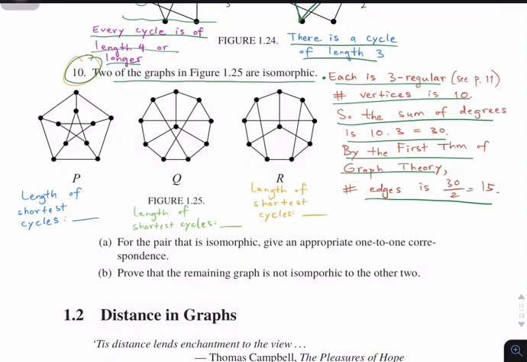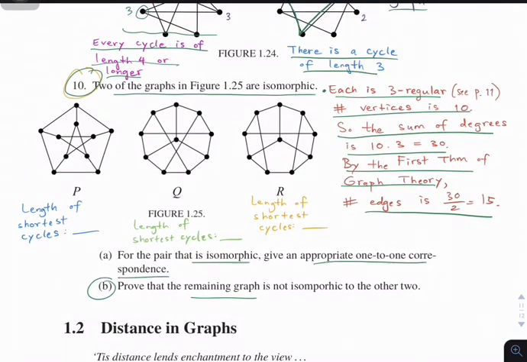For the pair that is isomorphic, you should be able to give an appropriate one-to-one correspondence. So you should label the vertices of the two graphs and then say which vertex goes to which vertex on the second graph. But now let's talk about how to find the graph that is not isomorphic to the other two. We can try the same trick as the previous exercise. You can try to compute the length of the shortest cycles for this graph and the length of the shortest cycles for the other two.